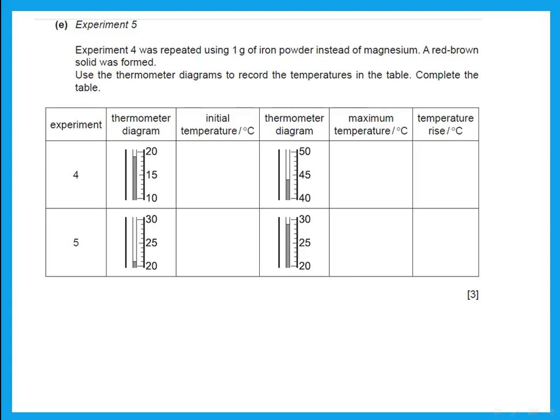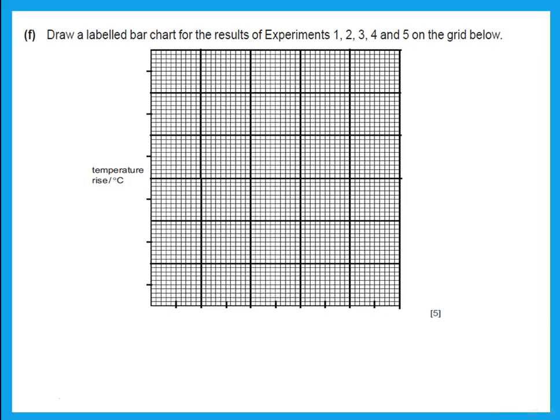Now use the temperatures to complete the table. So experiment 4 started with 19. It ended up with 44. So the temperature rise is the difference between them. Experiment 5 started at 21 and it went up to 29. So the temperature rise is the difference.